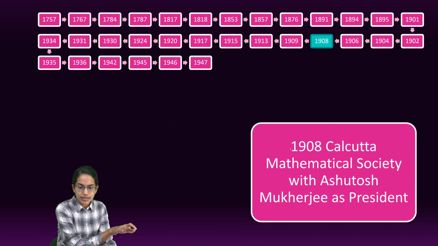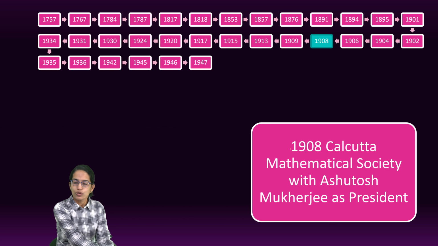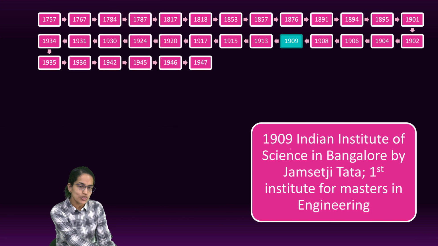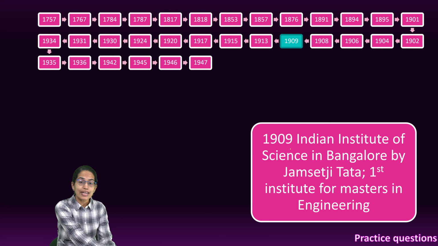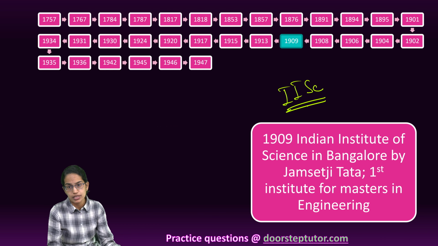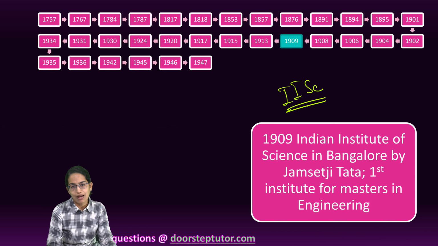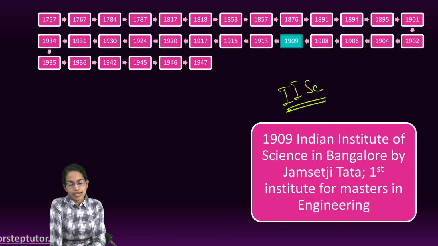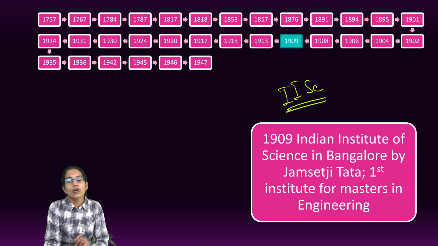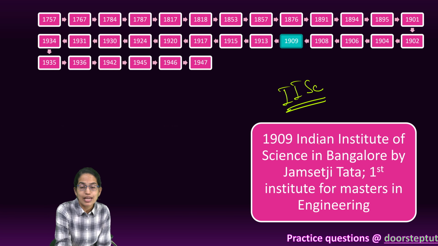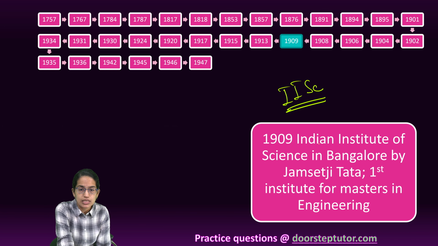But here, the Mathematical Society with Ashutosh Mukherjee as the president, and then the Indian Institute of Science was established in Bangalore. IISc, as it is named still today, is still one of the most premier institutes of education, established by Jamshedji Tata. Again, IISc, the Indian Institute of Science in Bangalore, was the first institute to provide master's degree in engineering courses. So, the establishment of IISc by Jamshedji Tata.